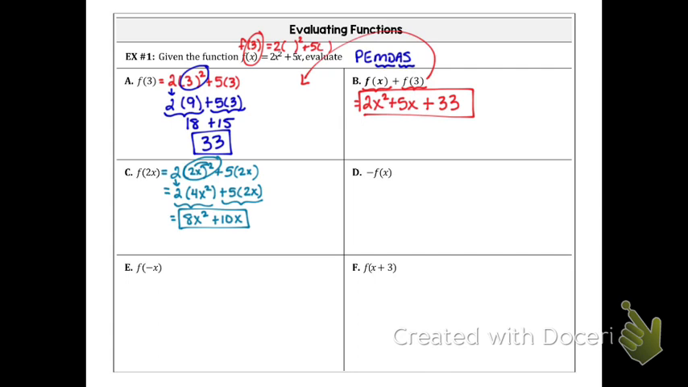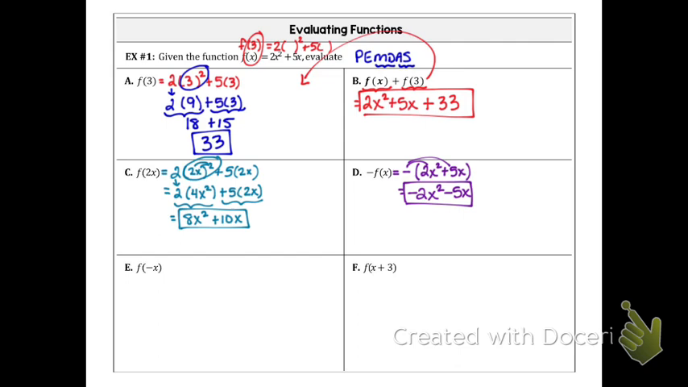D has a negative f of x. Well, that negative out front means we're just going to put a negative in front of all of our f of x, which was 2x squared plus 5x. And so we can just distribute that negative, and it gives us negative 2x squared minus 5x. Remember, putting a negative in front of everything just changes all of the signs.